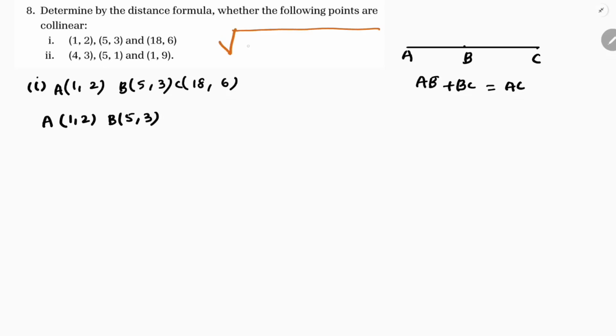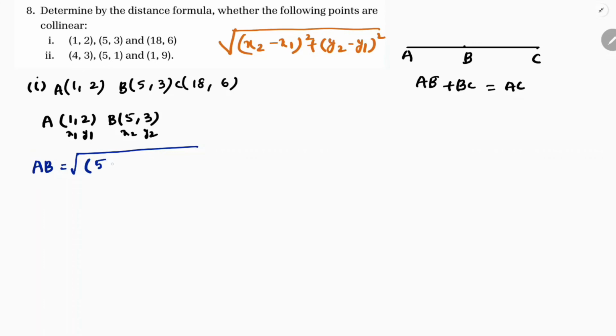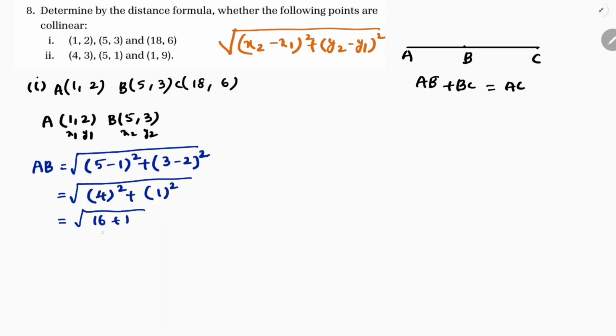The distance formula is under root x2 minus x1 whole square plus y2 minus y1 whole square. Now here x1, y1, x2, y2. So AB distance is under root 5 minus 1 whole square and 3 minus 2 whole square. 5 minus 1 is 4 square, 3 minus 2 is 1 square. So root 16 plus 1, it is root 17.